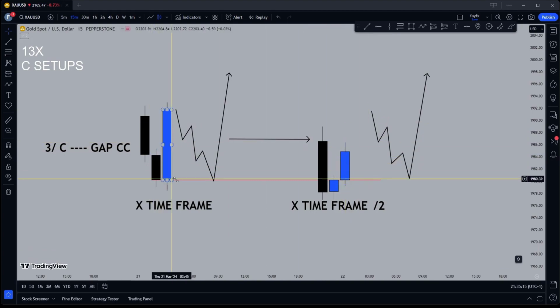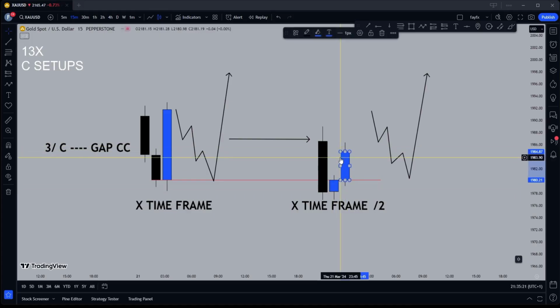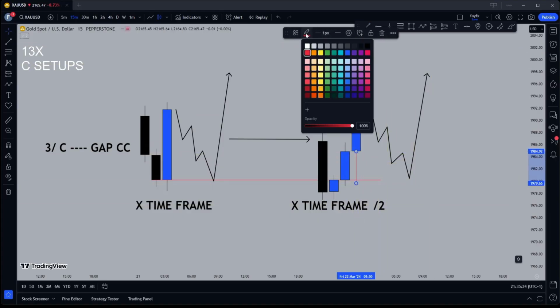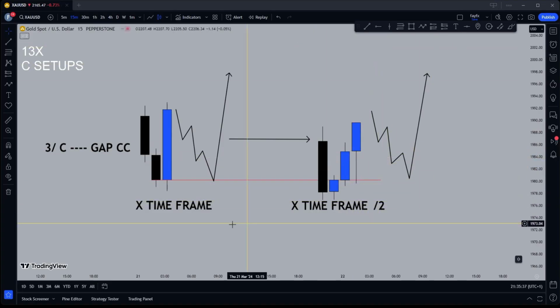We have a classic here. And when we jump one time frame lower, we find a gap CC. This one. Let's write this one. Classic at X time frame at this level, and when we go one time frame lower, we will find at the same level the gap CC.